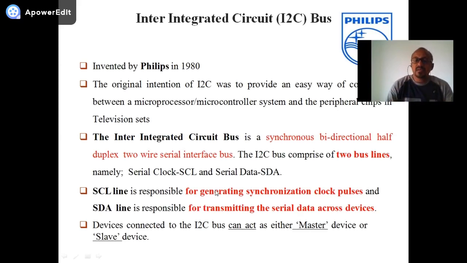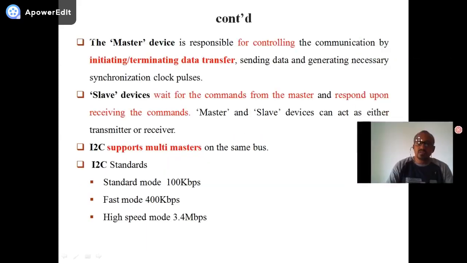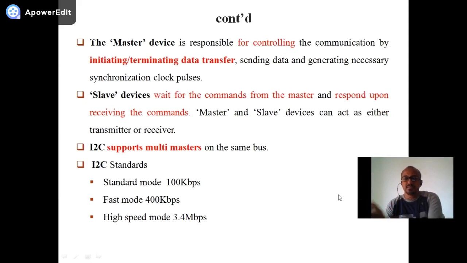So, the I2C bus device can act as either a master device or a slave device. The master device is always responsible for controlling the communication by initiating the data transfer, sending data and generating the necessary synchronization clock pulses that are required.